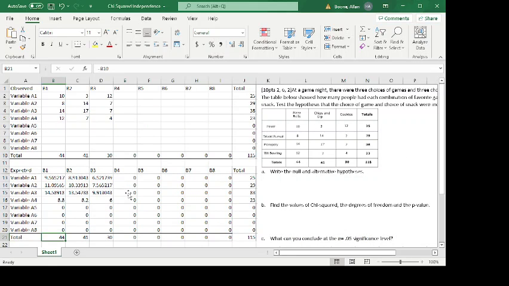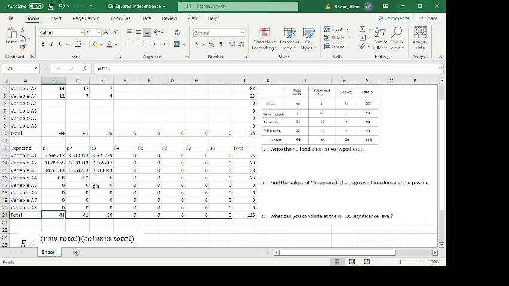And now we need to calculate the expected values. Notice we have here J13. J13 is the row total, times B21, that's the column total, divided by J21, that's the total. And notice that there are dollar signs in specific places. That allows us to copy and paste this down.